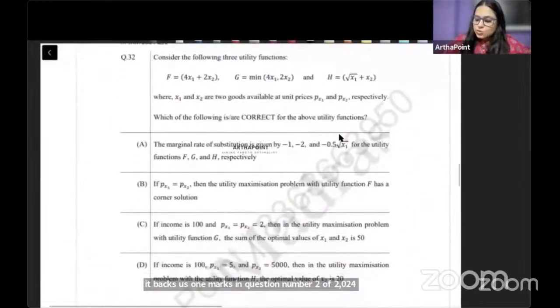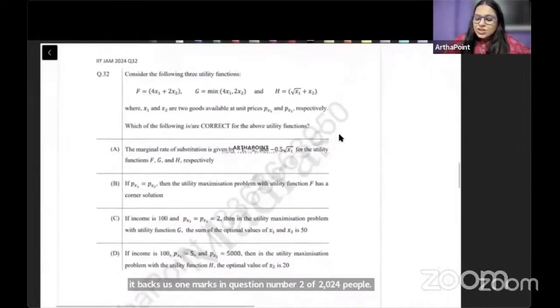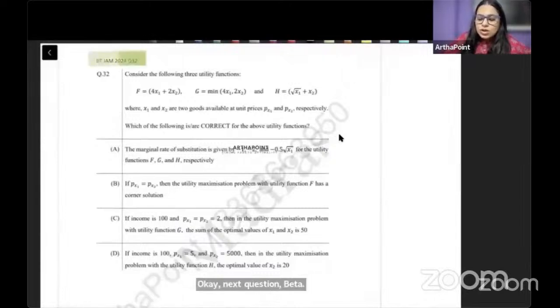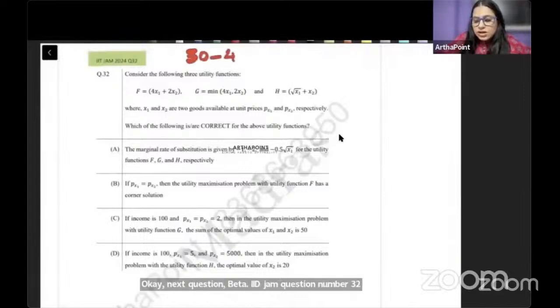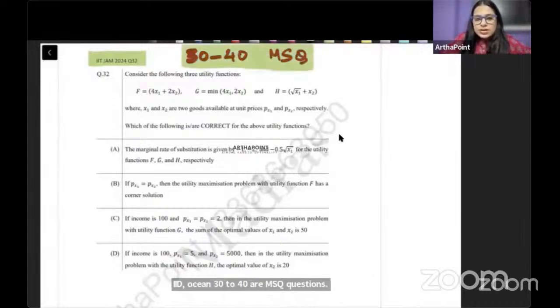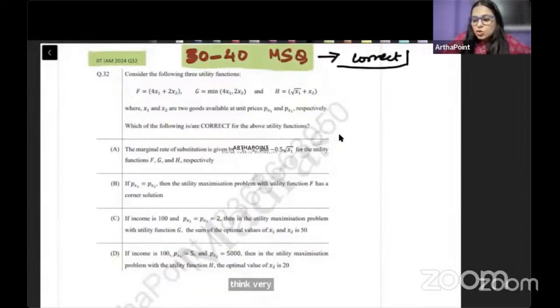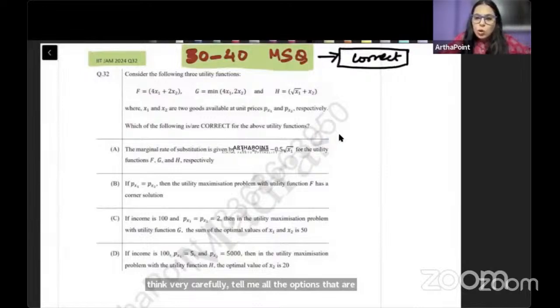Okay, next question, beta. IIT JAM question number 32. In IIT JAM, questions 30 to 40 are MSQ questions. Meaning they are multiple select questions. Right? So try and think very carefully. Tell me all the options that are correct. Whichever options are correct, you need to mark all of them.